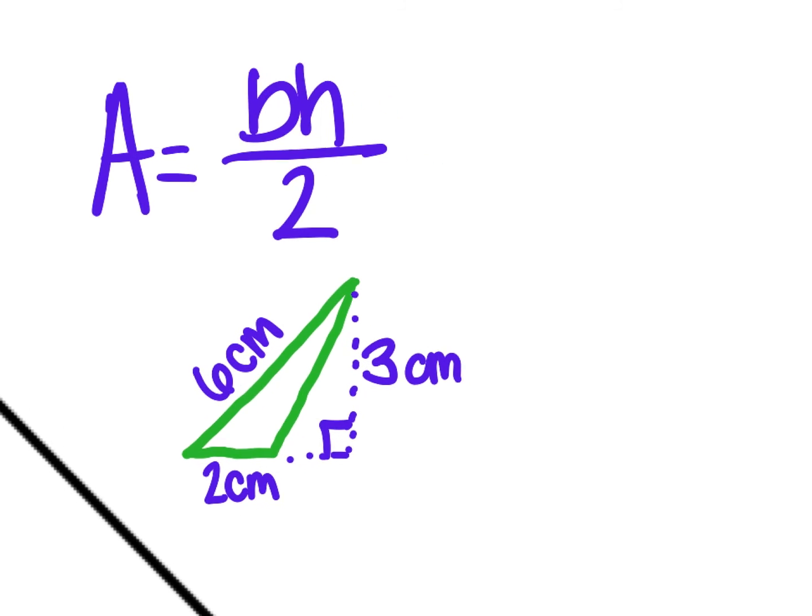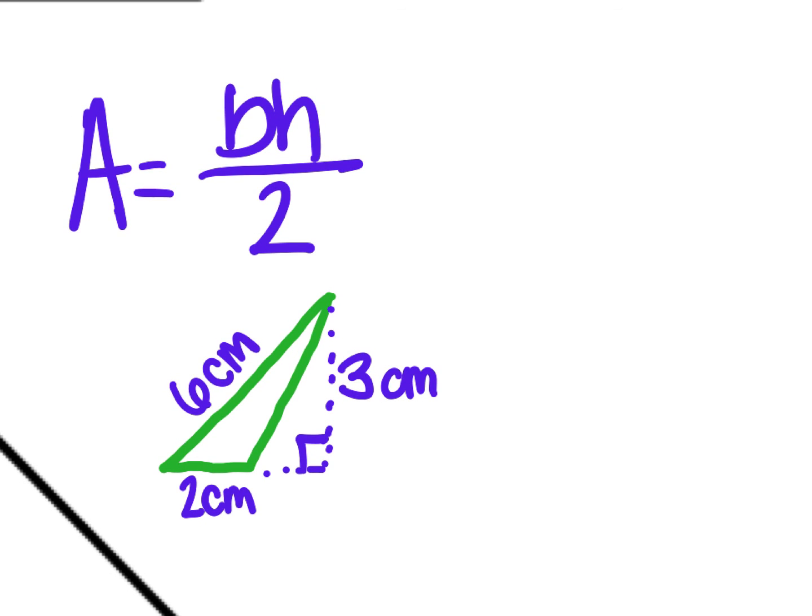Okay, so who can walk us through for that triangle that I sketched? What am I going to do to find the area there? Leo? You're going to do 3 times 2, which is 6, divided by 2, which is 3. Very good. So we're going to call the area there 3 square centimeters.